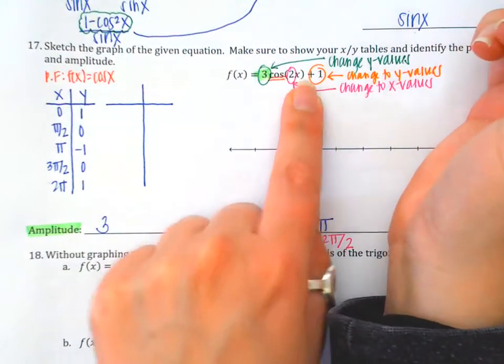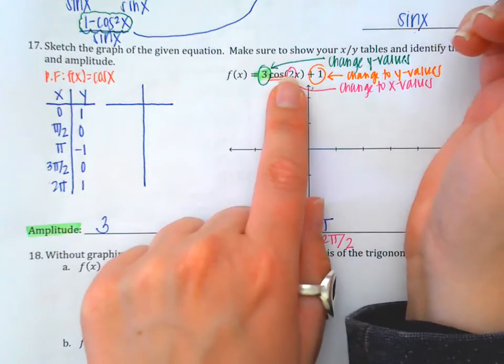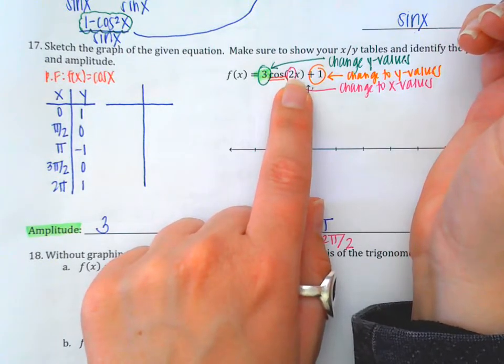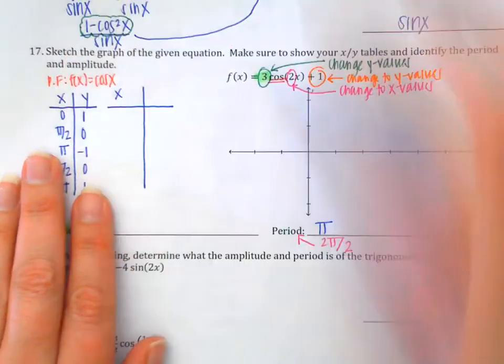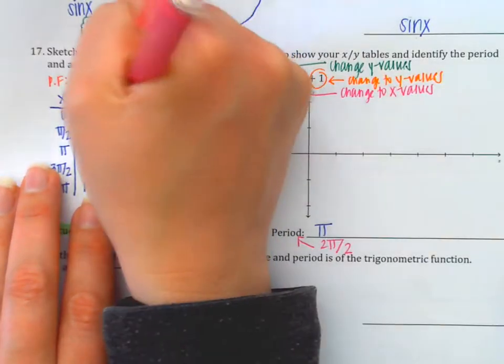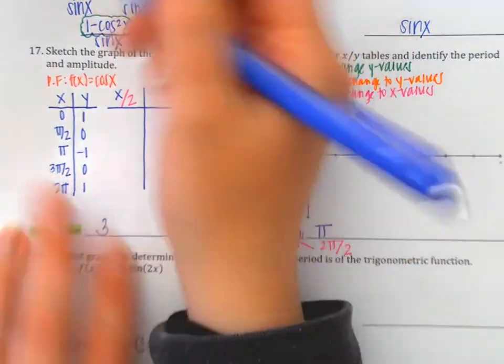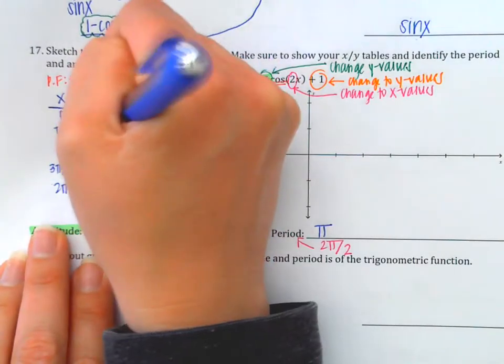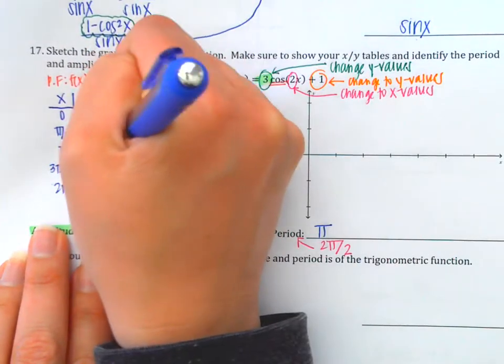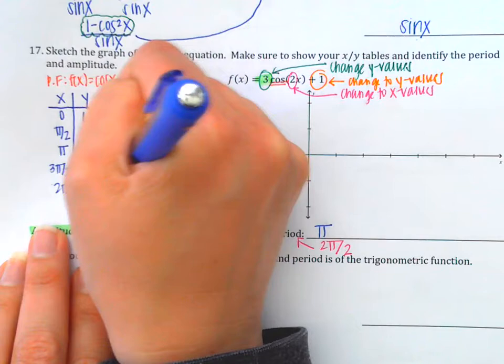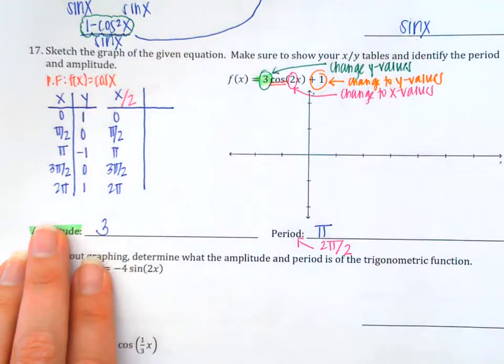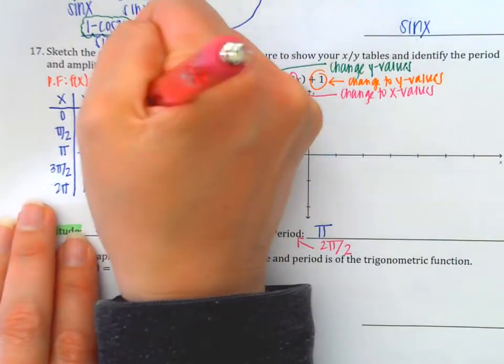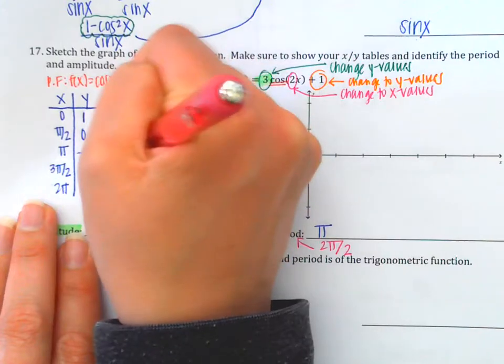So all of my x values, remember we do the opposite operation. So this is being multiplied by 2, so I'm going to divide all of my x values by 2. So 0, pi over 2, pi, 3 pi over 2, and 2 pi. We're going to take those and divide all of them through by 2.